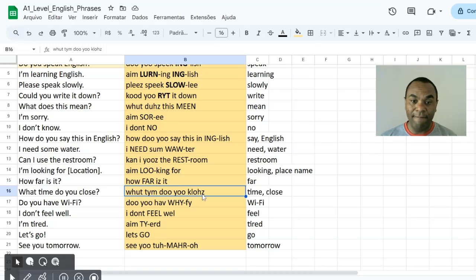Number 16. What time do you close? What time do you close? Time and close. What time do you close? Right here, you can translate it to Portuguese after the class. And do you have Wi-Fi? Do you have Wi-Fi?